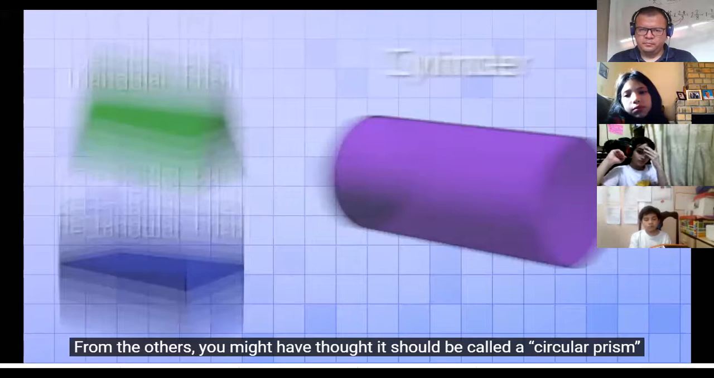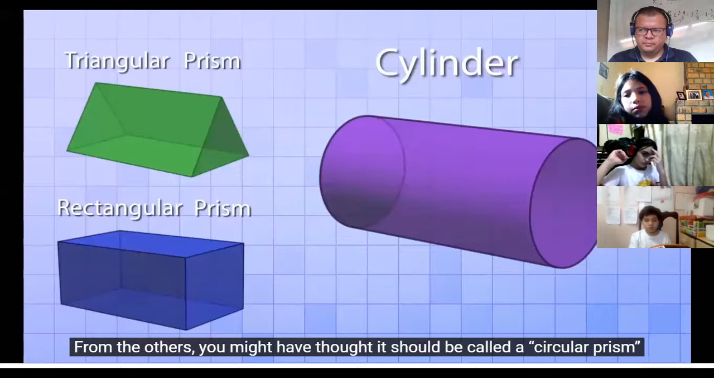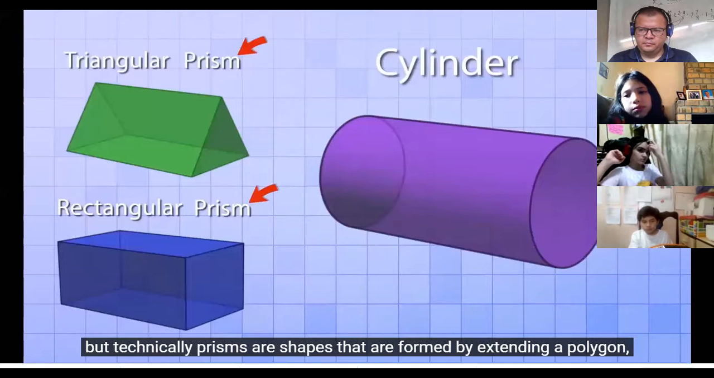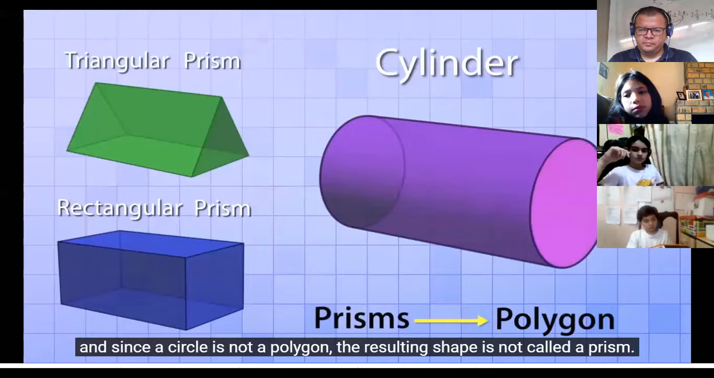From the others, you might have thought that it should be called a circular prism. But technically, prisms are shapes that are formed by extending a polygon. And since a circle is not a polygon, the resulting shape is not called a prism.